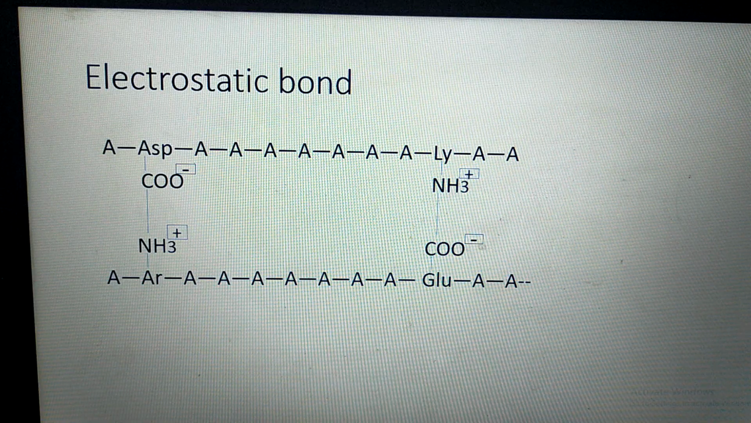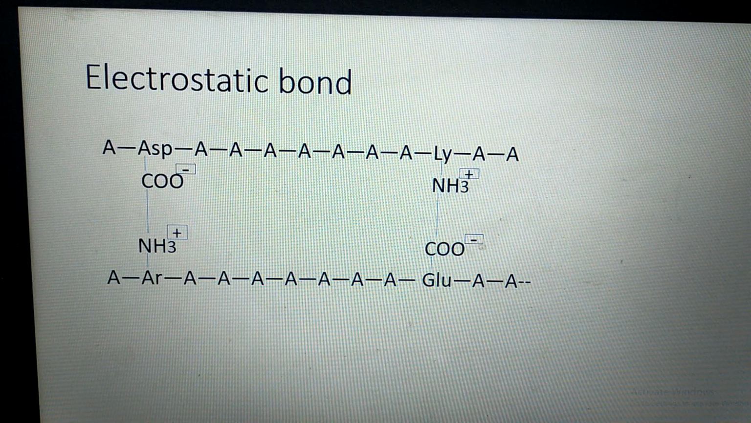In the next, lysine amino acid is shown in the above polypeptide chain with amino group and positive charge, and in the lower polypeptide chain, glutamic acid with negative charge on the carboxyl group is shown, and again positive and negative get attracted, and it is an example of attractive type of electrostatic bond.